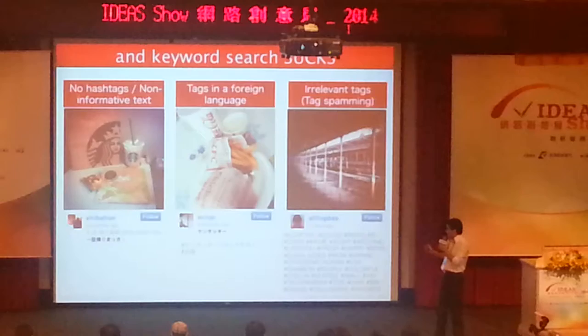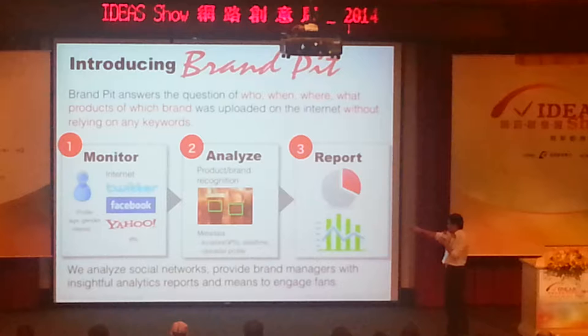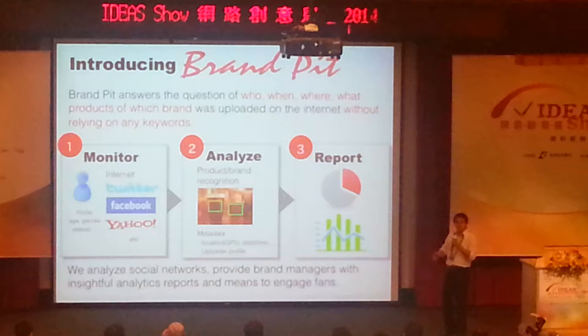We monitor the social network to see what photos have been uploaded, and then we use image recognition technology to try to pick out all these brands or products inside those photos. We combine this information with the user profile, and then we send the data to the reporting engine, which is very similar to Google Analytics, where you can log in and see all the statistics. I'll show a demo now.